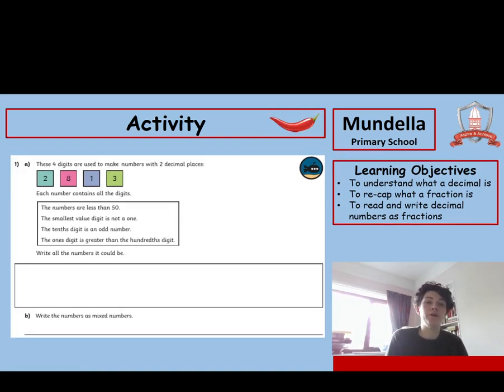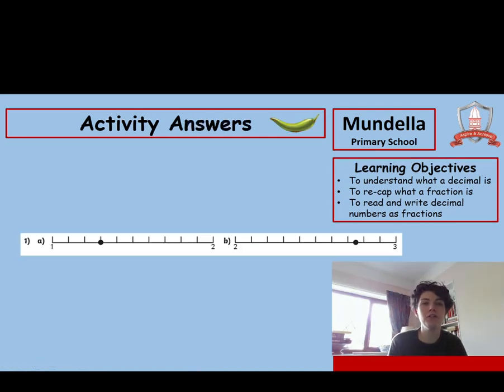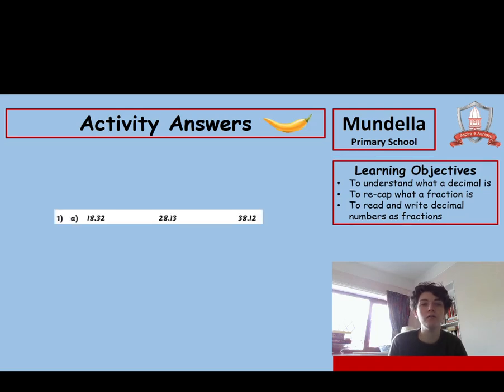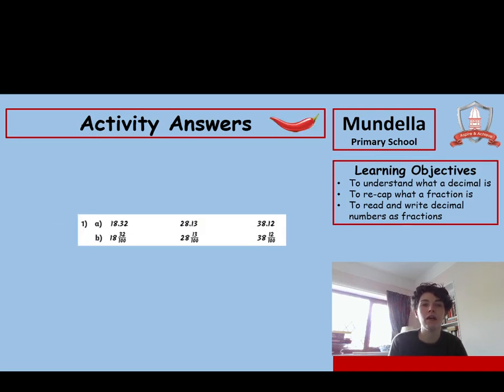And red, you've also got the same task as yellow. So writing down then what the possible numbers could be and converting those to mixed numbers. Here are your answers for green. Well done if you got those correct. For yellow, here are your answers. And red, here are your answers. So very well done if you got those correct, everybody.